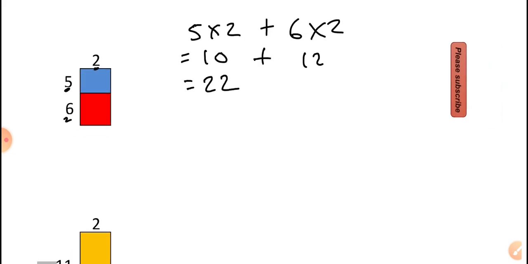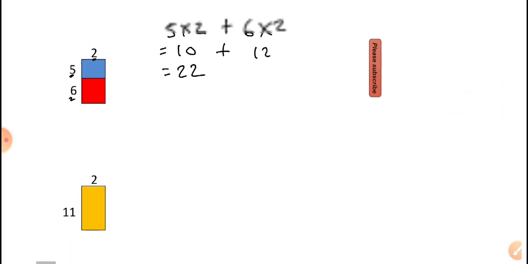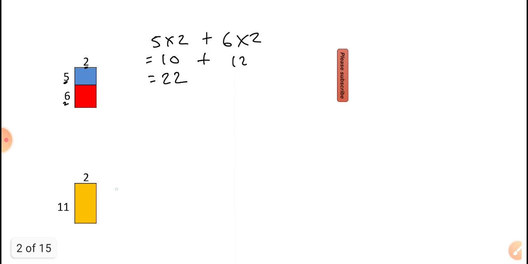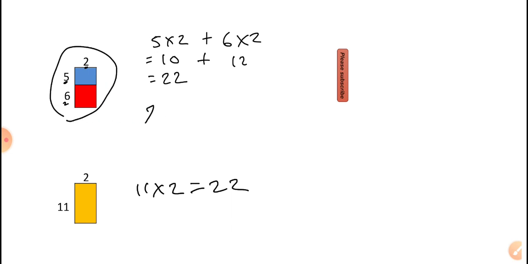Okay, so it's exactly the same as saying 11 times 2, which is 22. So it's exactly the same. But how would this have been written? It would be written as 2 times 5 plus 6.